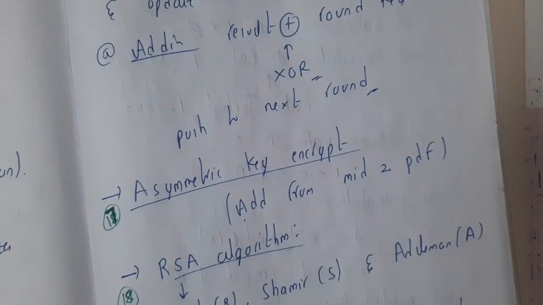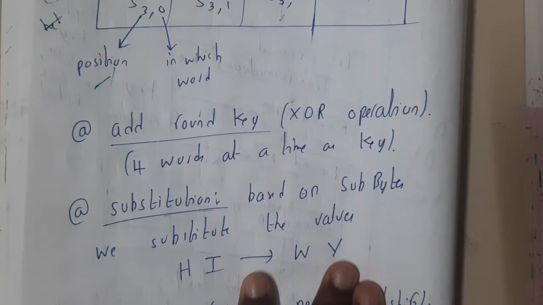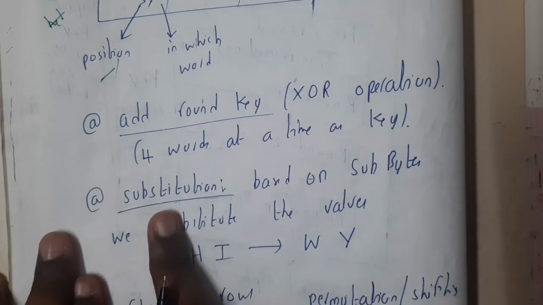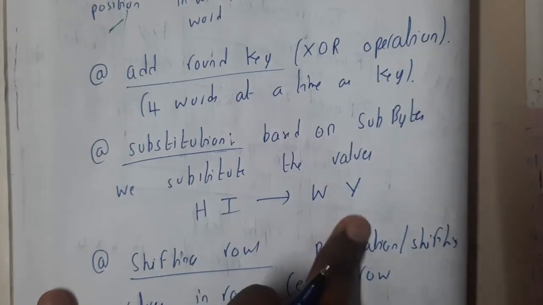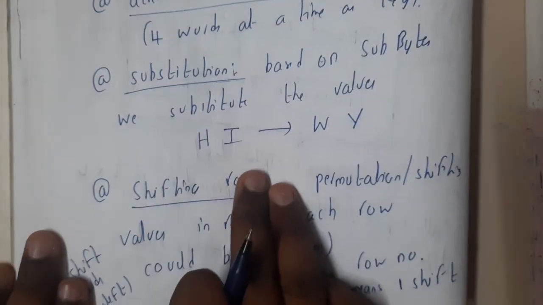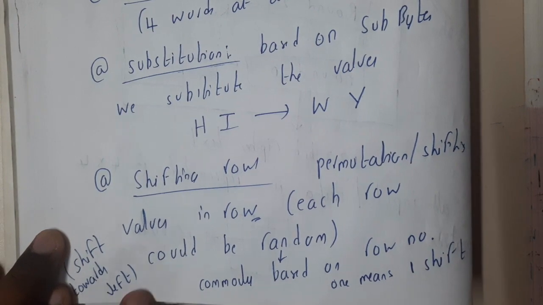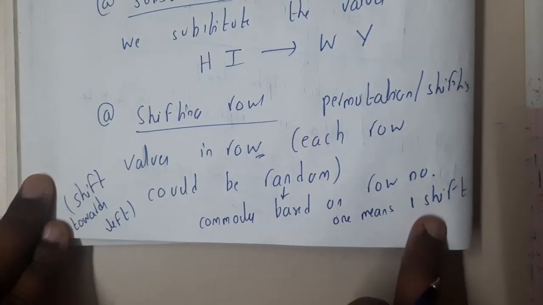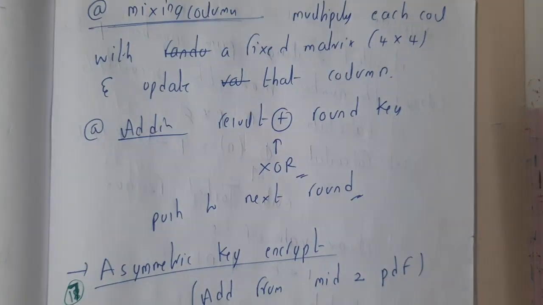Yes. I wrote each and every one in terms of 1 or 2 words. You can just go through them. Add round key is nothing but an XOR operation between 4 words at a time as key. Substitution is nothing but substituting values based on the sub bytes, so HI means W, Y, something like that you can substitute. Shift row is nothing but permutation, shifting rows. Shift towards left, that is the main thing that you should remember. Commonly row 1 will get a number 1, like that. It depends directly on the row, sorry, it is the round number.